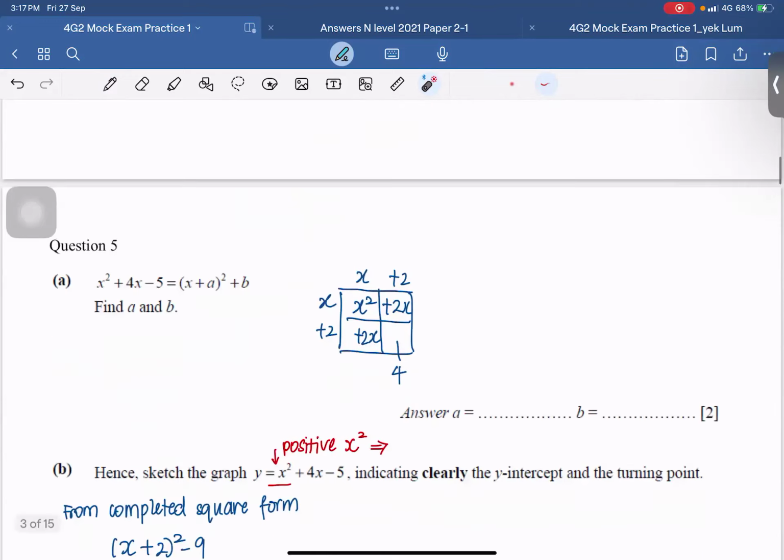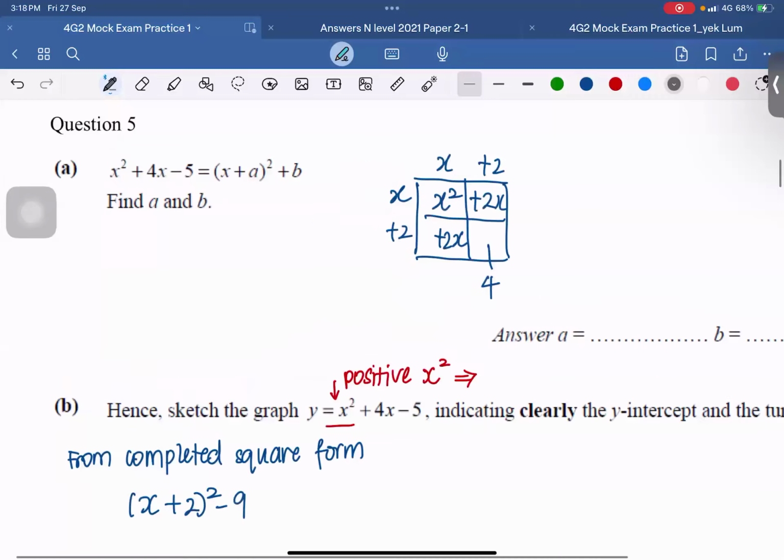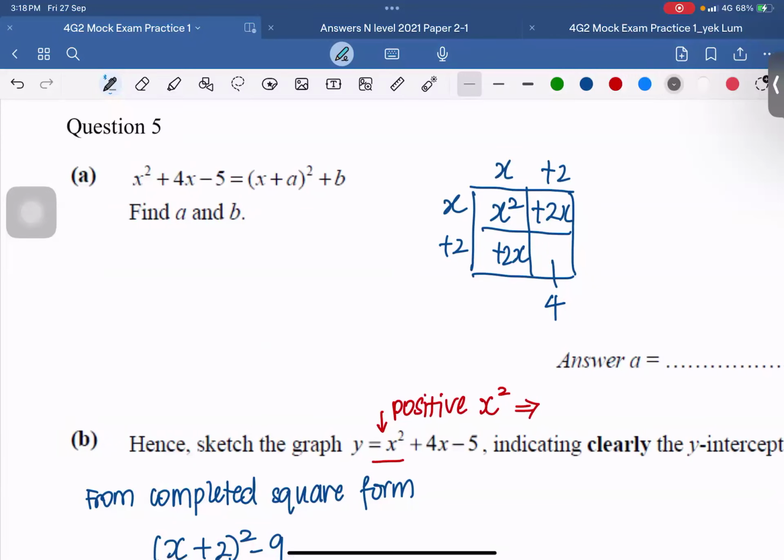Next one, okay. This question, the majority of you got the answer correct. So let's just look through the answer over here. I have x plus 2 whole thing square. Maybe anyone can give me the answer. Okay, Zuliana, can you help me finish up the working?